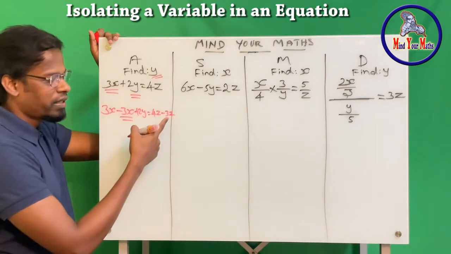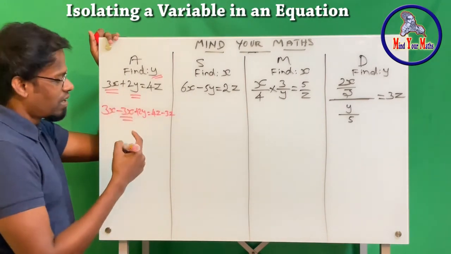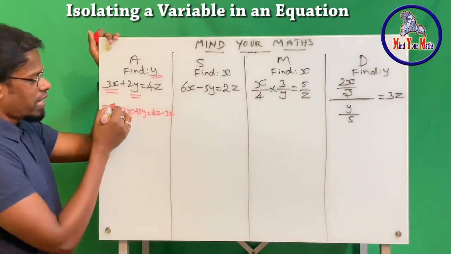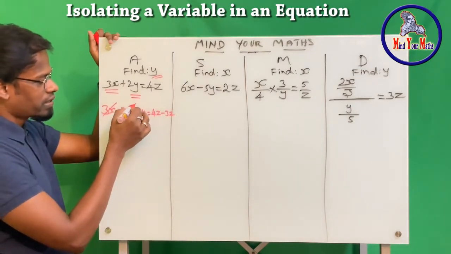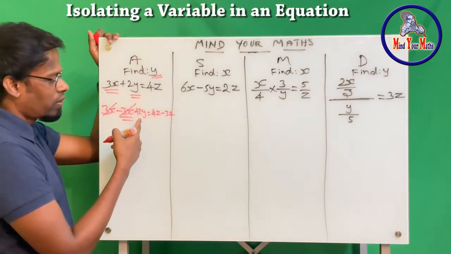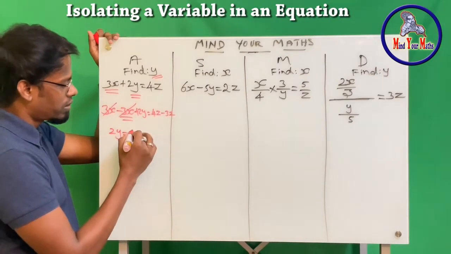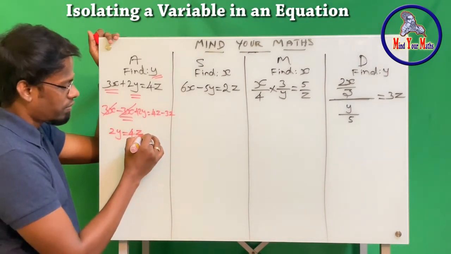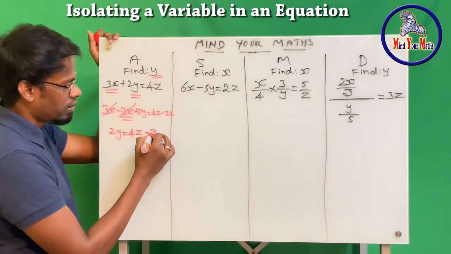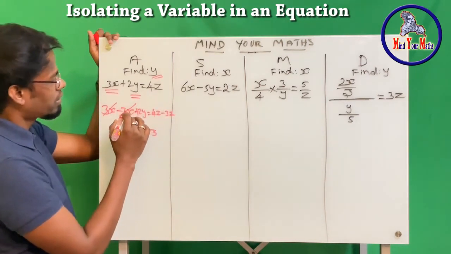So this is not 32, guys, sorry for my handwriting, this is 3z. Okay, so now on the left side, this 3x minus 3x is 0, so these two get cancelled, and then we are left with 2y. 2y is equal to 4z minus 3x. Oh, not 4z, yeah, something is wrong here, guys.